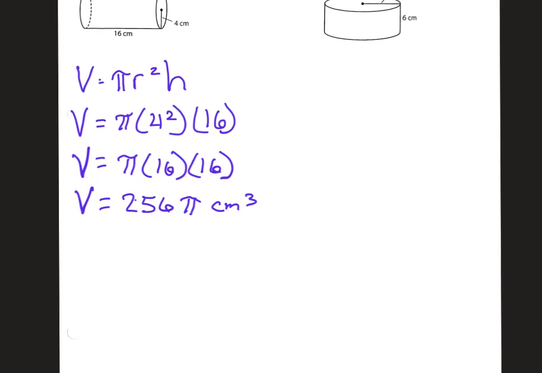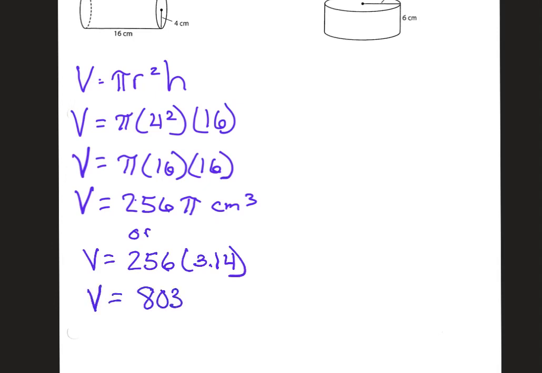So you could have 256 pi centimeters cubed, or if you want to simplify it with pi being 3.14, we'll go ahead and do that. Take 256 times 3.14, and you get 803.84, and we're going to label that centimeters cubed.